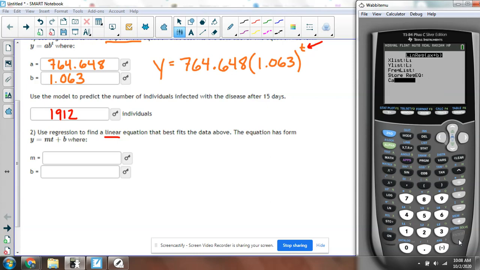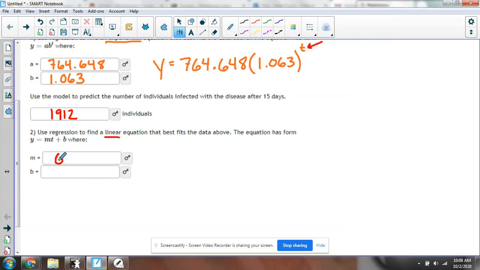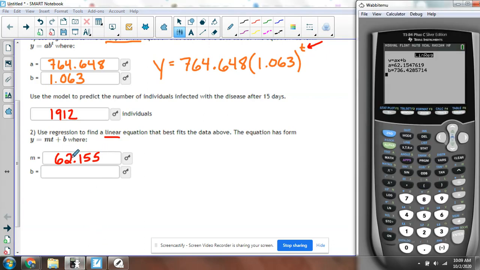I'm going to scroll through all that and calculate again, and then just copy down the values for here. They have M and B. You'll see it's the same thing. We have A and B here. So this is going to be 62.155. And then my B value is 736.429.